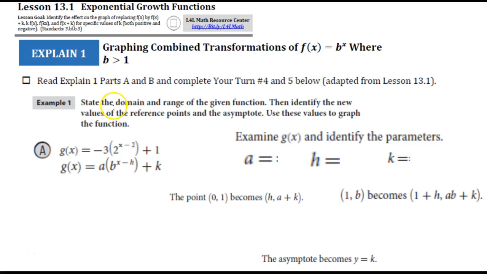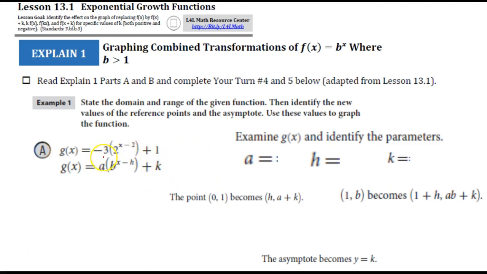So just like it shows in your example packet, it says to state the domain and range of the given function. Then identify the new values of the reference points and the isotope. Use these values to graph the function. So the first thing I pulled from your textbook was just this basic exponential function. So this gives us kind of where all the values that we're going to be looking for lie.